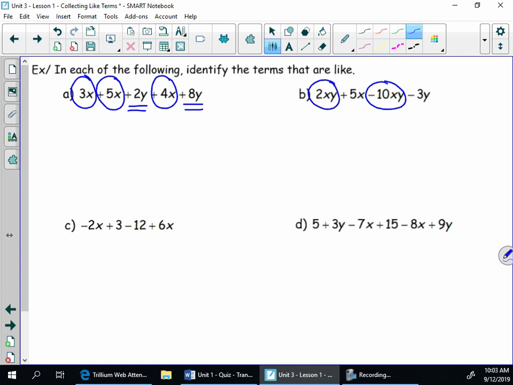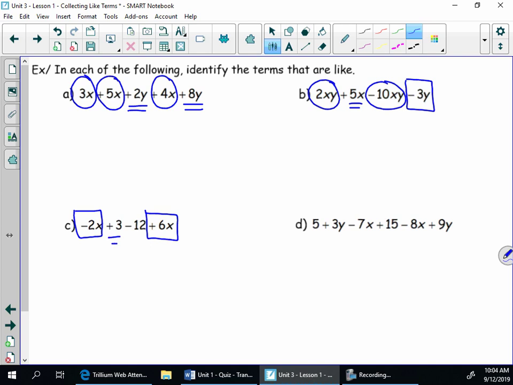Okay, how about 5x? What could it go with? Well, nothing, because nothing has just the letter x. Similarly, put a square around this one, 3y or negative 3y has nothing it can go with because it's a different letter. Let's look at the next one. Negative 2x, put a square around it. What can it go with? It can go with positive 6x. They both have the letter x.